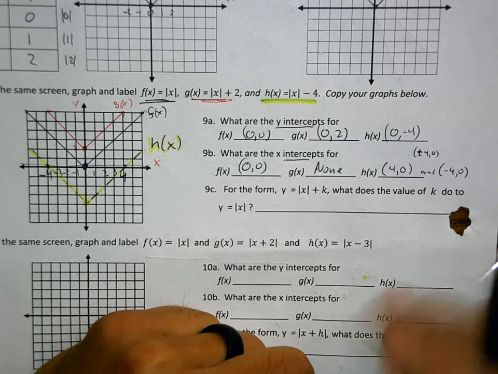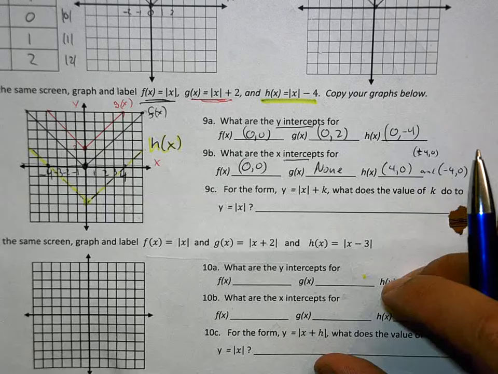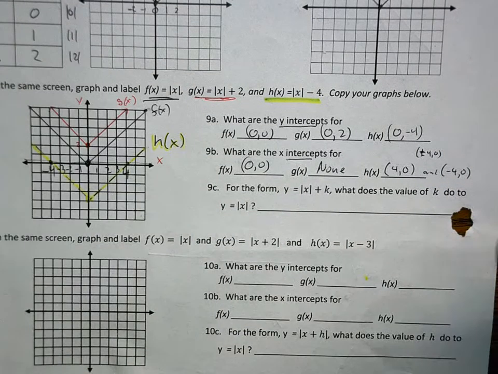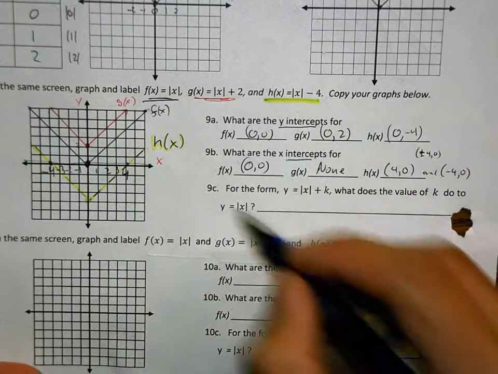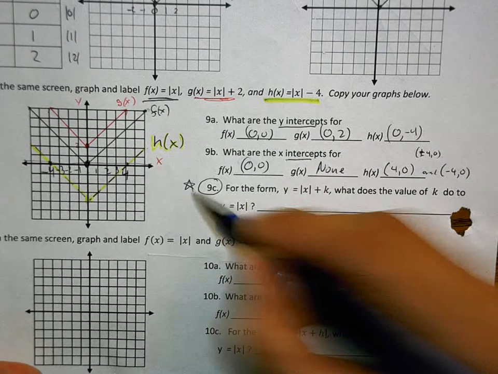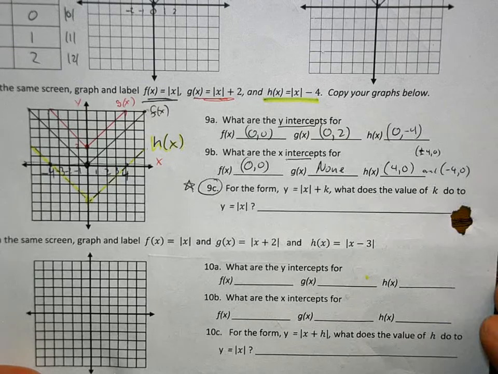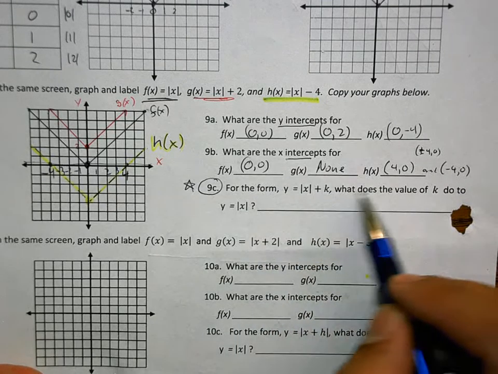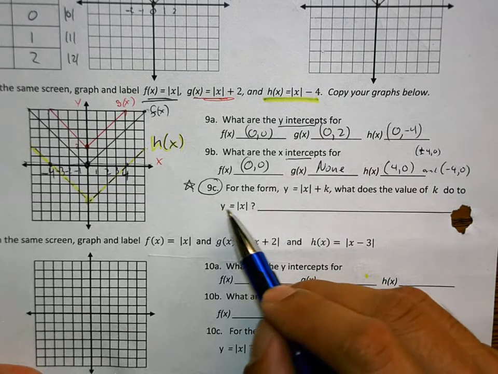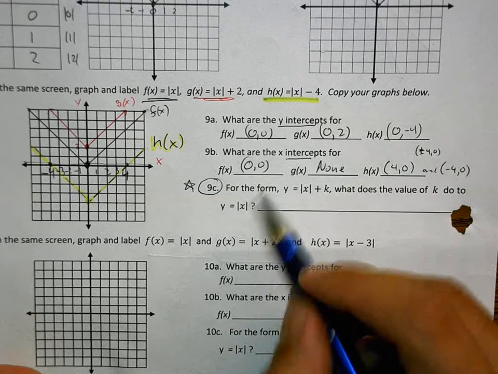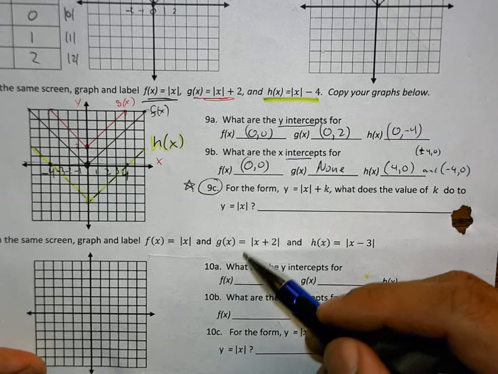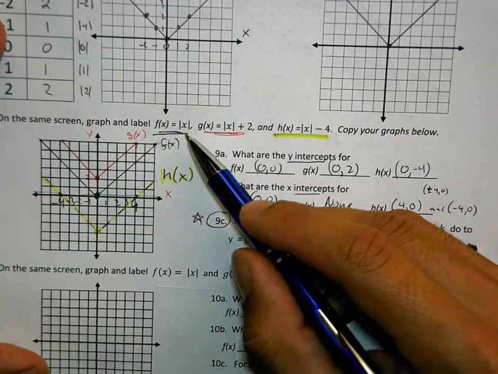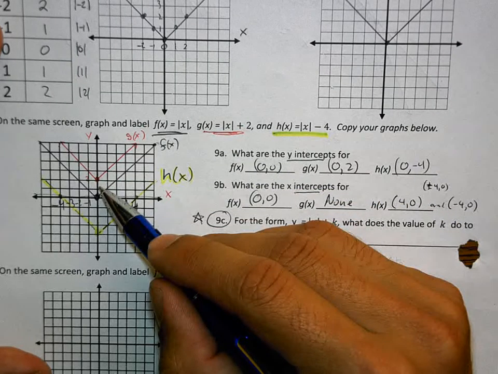Here's the last question. This is the biggest idea that we can get. The answer to 9C and 10C is the whole reason we're doing this worksheet. So let's really make sure we understand what this question is saying. What does the value of k do to y equals the absolute value of x? Here's what it's asking you. What happens when you add 2 to the graph?